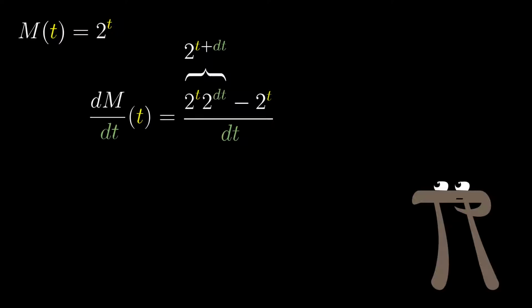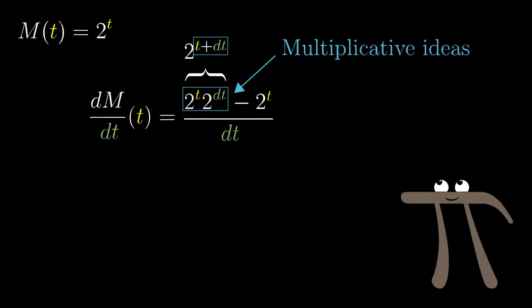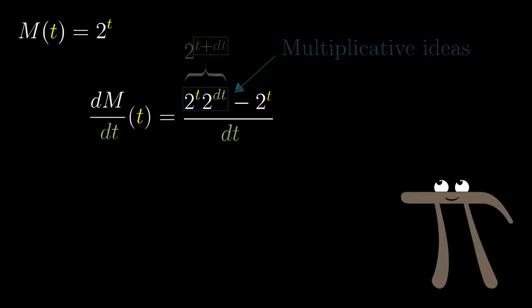That really is the most important property of exponents. If you add two values in that exponent, you can break up the output as a product of some kind. This is what lets you relate additive ideas, things like tiny steps in time, to multiplicative ideas, things like rates and ratios. I mean, just look at what happens here.